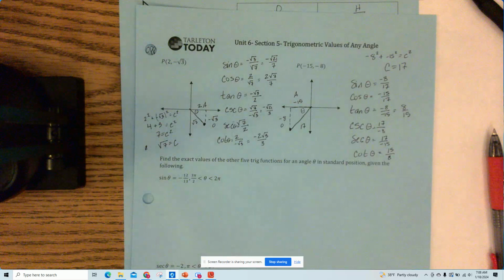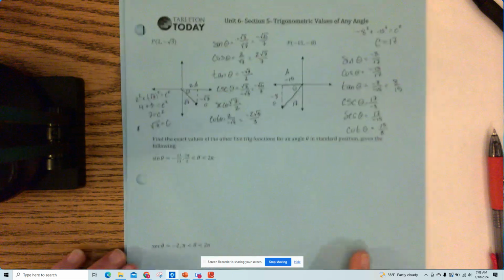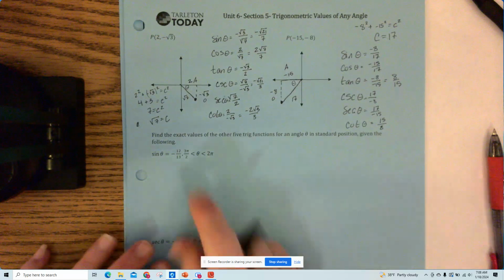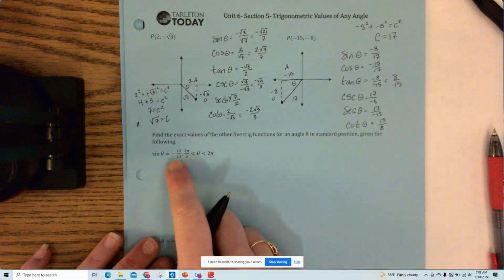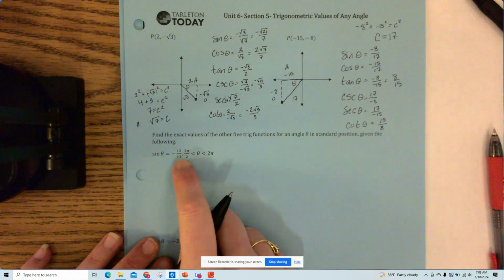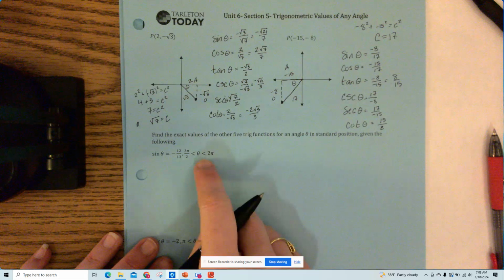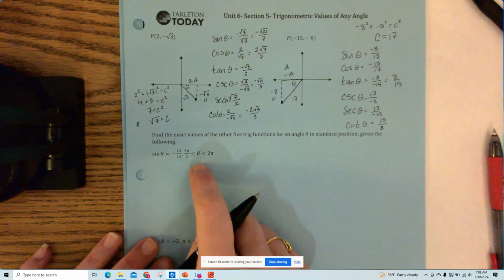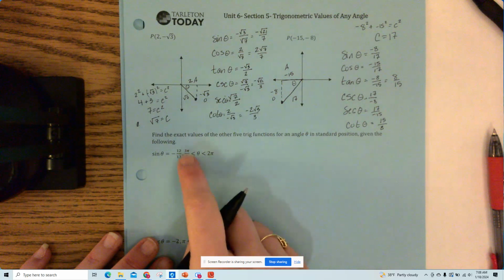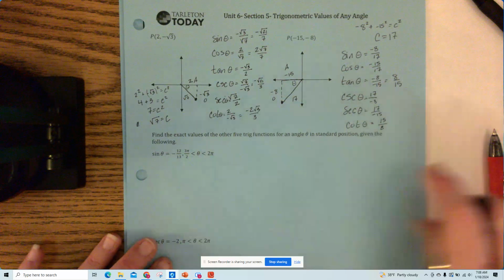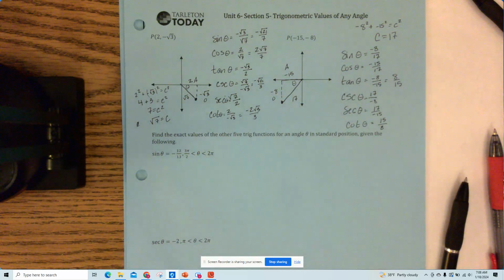This one says find the exact values of the other 5 trig functions for an angle in standard position given the following. The sine of an angle equals negative 12 over 13, comma, and then this is your boundary: the angle is in between 3 pi over 2 and 2 pi. So going all the way back to that unit circle we built.